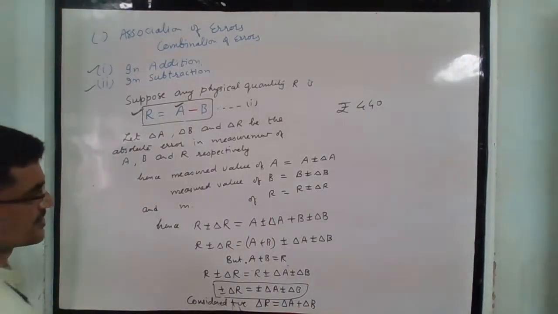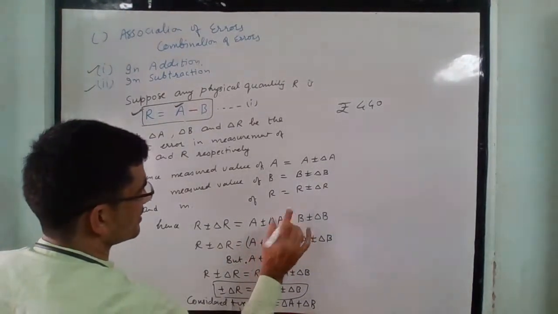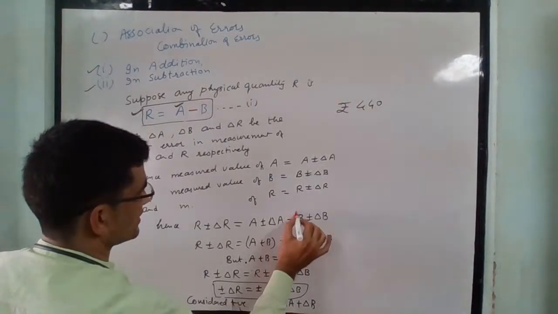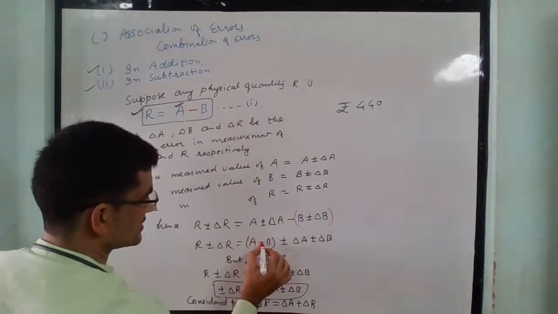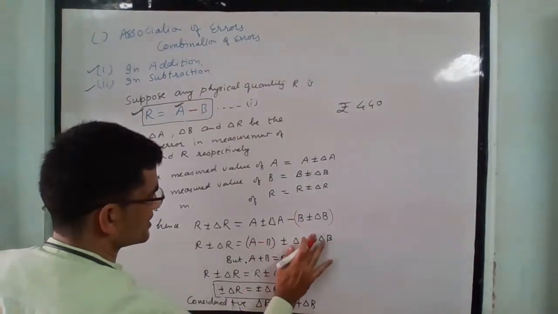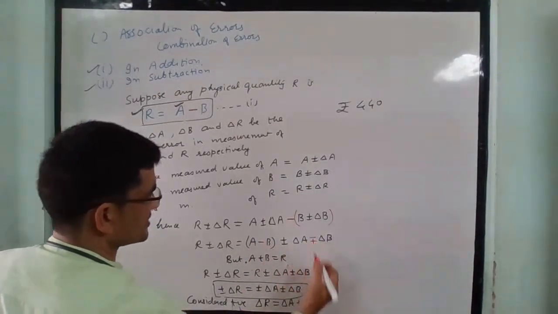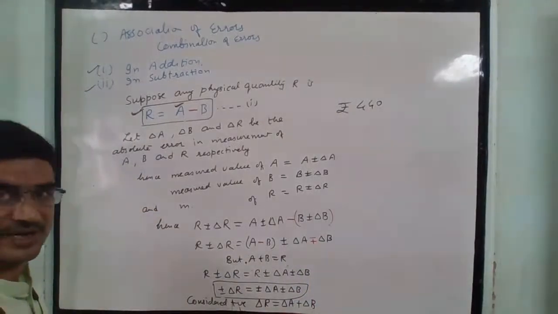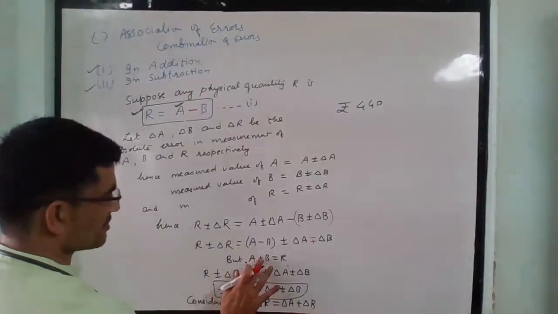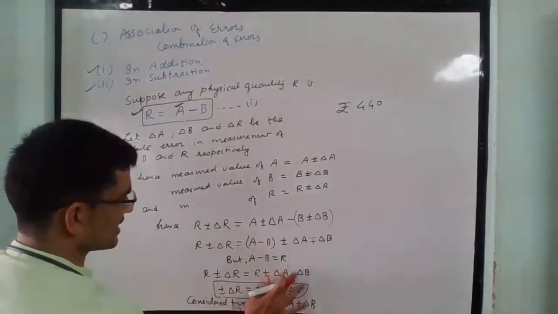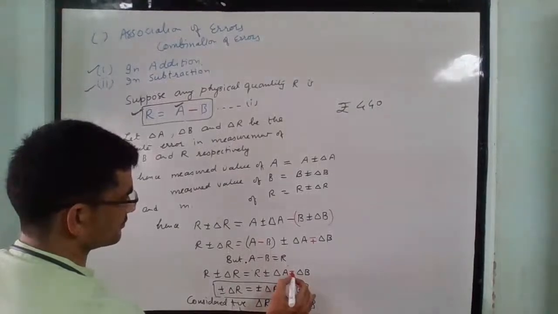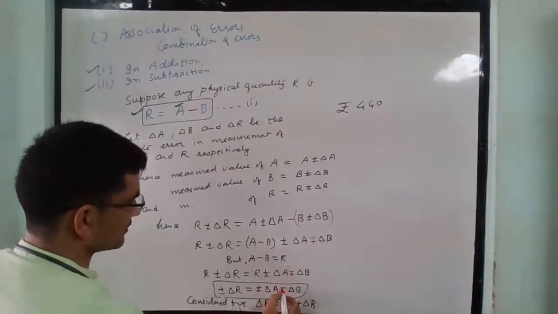Right? So here we will get minus. Here taking minus sign, here we will have this reverse, minus plus. Okay. So but A minus B is R. So here R will be cancelled out. So this we got the formula.